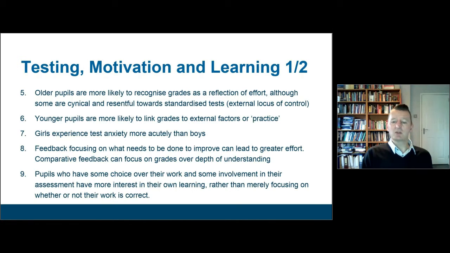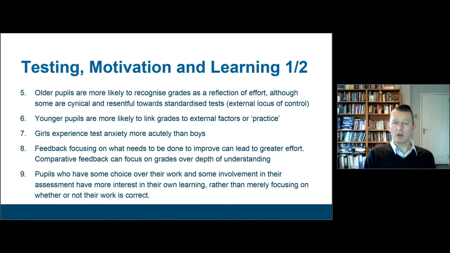Feedback focusing on what needs to be done to improve can lead to greater effort, but comparative feedback can focus on grades over a depth of understanding. So we need to think about the kind of feedback we're giving children alongside regular grades. If all you do is regular tests and give people back grades or numbers 1 to 10, then all they're doing is comparing each other, not thinking about how to improve their own performance or what went wrong in their own performance. So we need to think about the quality of feedback we give children alongside these exam grades. And then pupils who have some choice over their work and some involvement in their assessment have more interest in their own learning, rather than merely focusing on whether or not their work is correct.